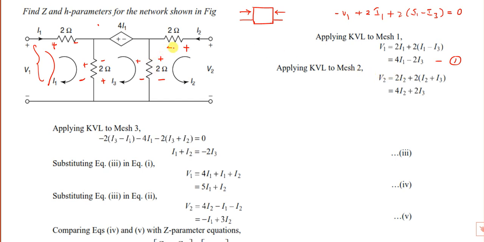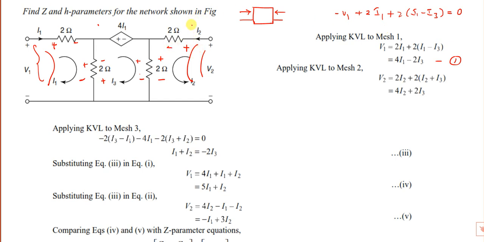Similarly, apply KVL for mesh 2. This voltage should be equal to the sum of these voltages: 2I2 plus 2 into (I2 plus I3). Why it is plus: the I3 direction and I2 direction, plus to minus, are both downwards only. But in the opposite case above, I1 is coming down and I3 is going up. That's why in the above we took the opposite.